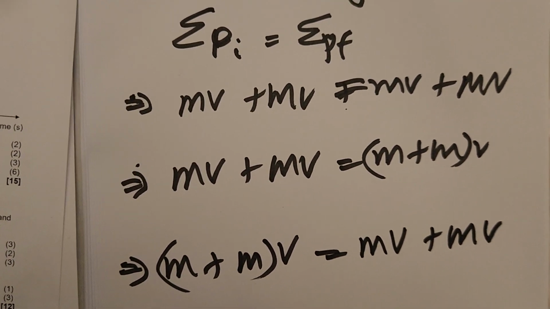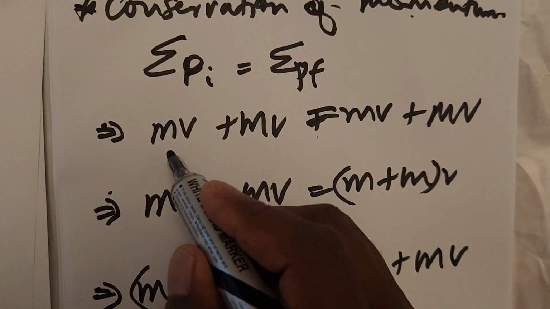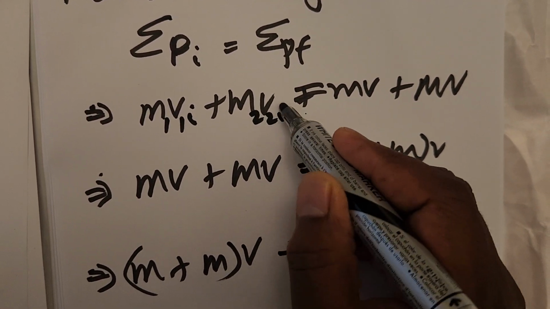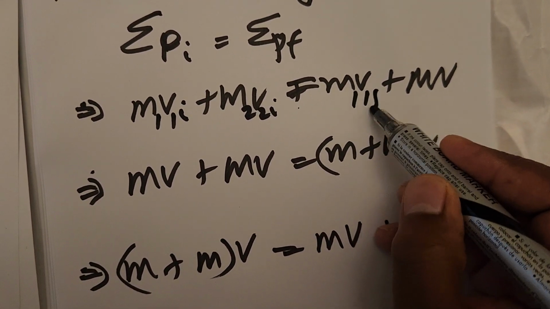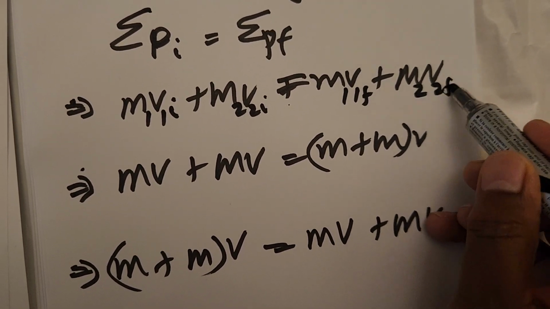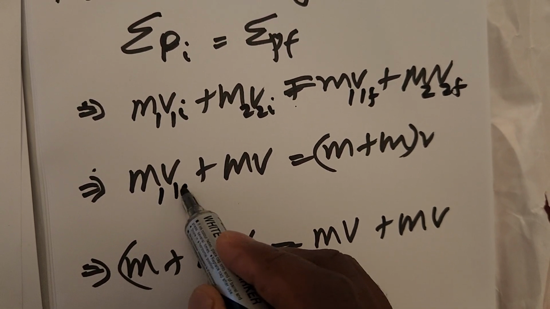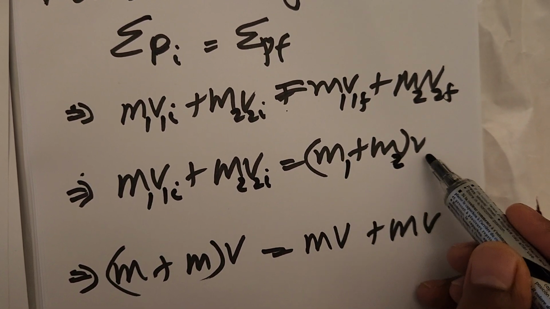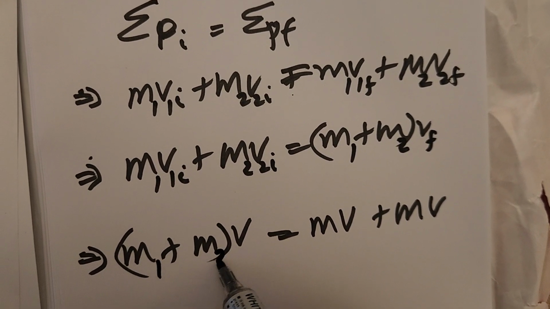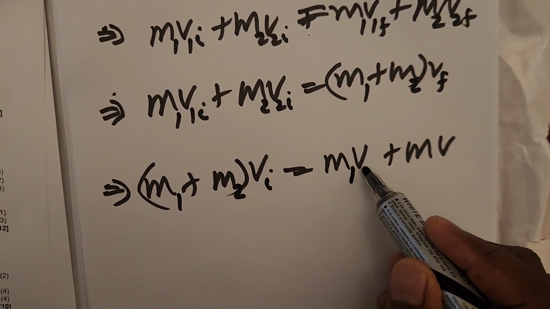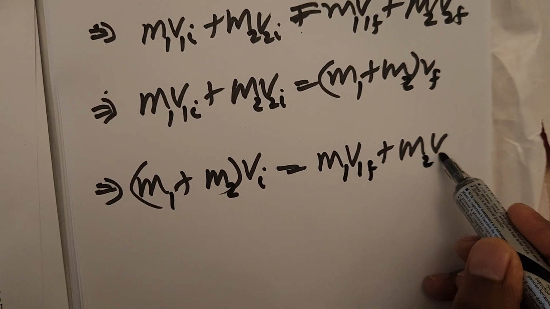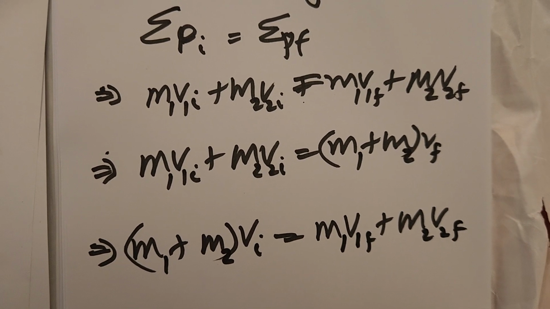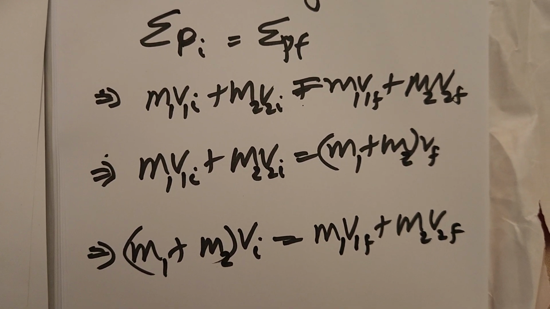Because they are all mv's, you have to differentiate which one you are talking about. You can have m1 v1i and m2 v2i, m1 v1f and m2 v2f; m1 v1i, m2 v2i, m1 m2 vf; m1 m2 vi, m1 v1f, m2 v2f. That's how you differentiate which velocity you are talking about. That is the conservation of momentum.